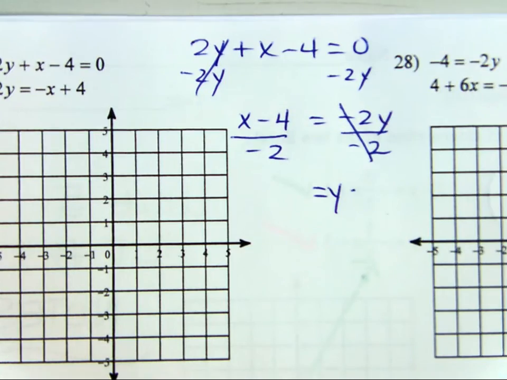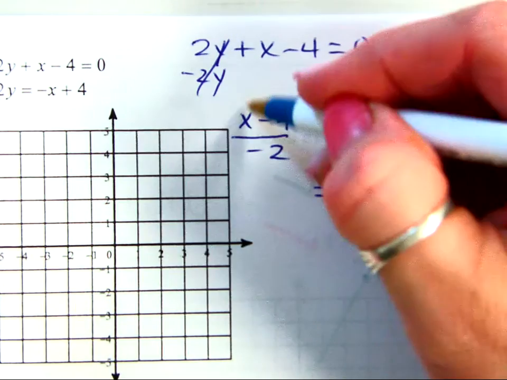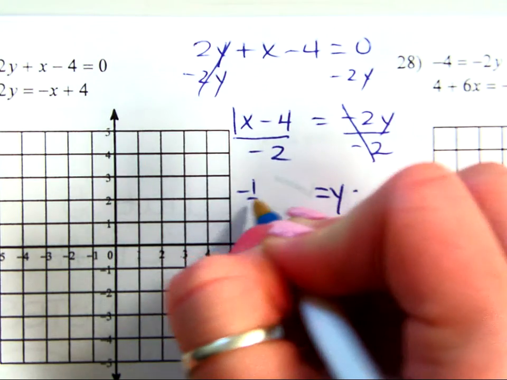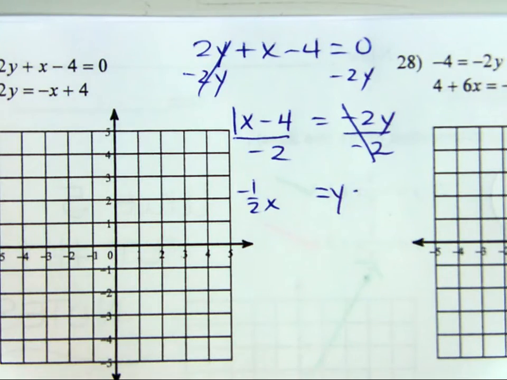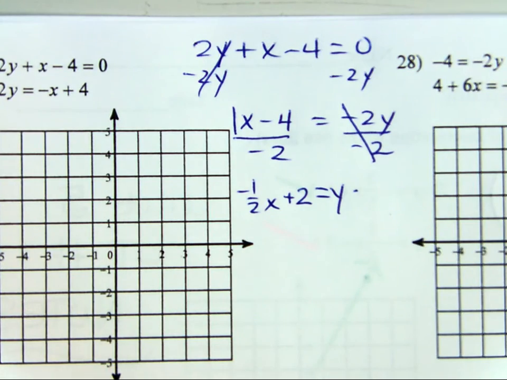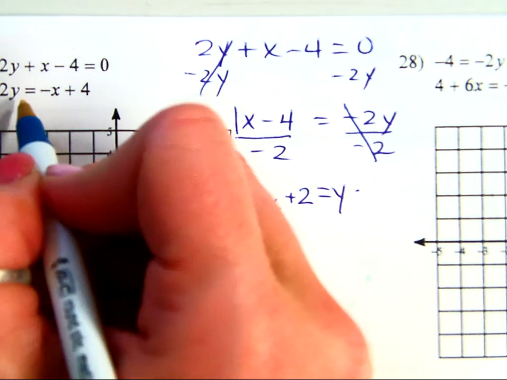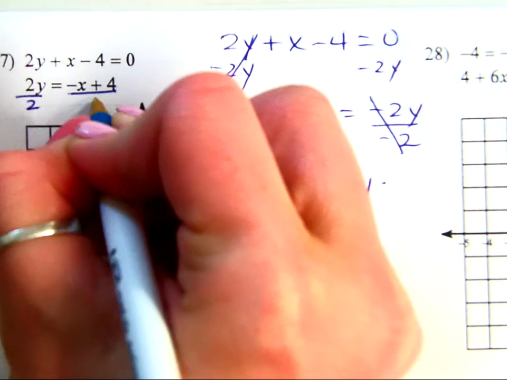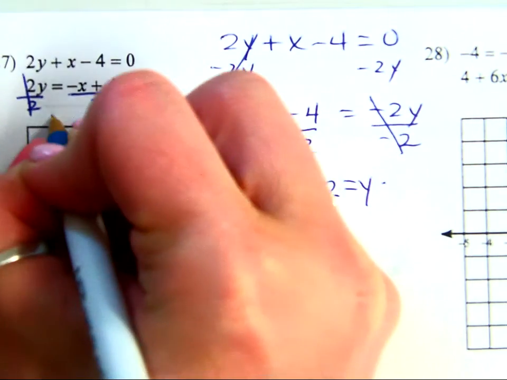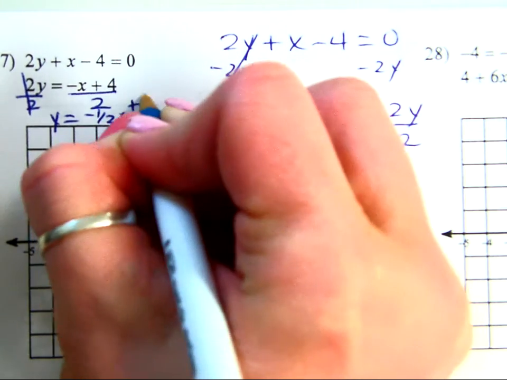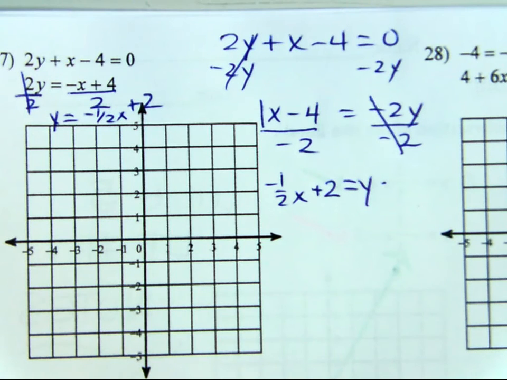So be careful of this. What is this slope? Not -2. It's -1/2. And my y-intercept is +2. Okay, I wouldn't graph it yet. And you'll see why in a minute. So this is so close to us being ready. I'm just going to divide by 2. And this is going to be y equals -1/2 x plus 2. Hey, it's the same thing.